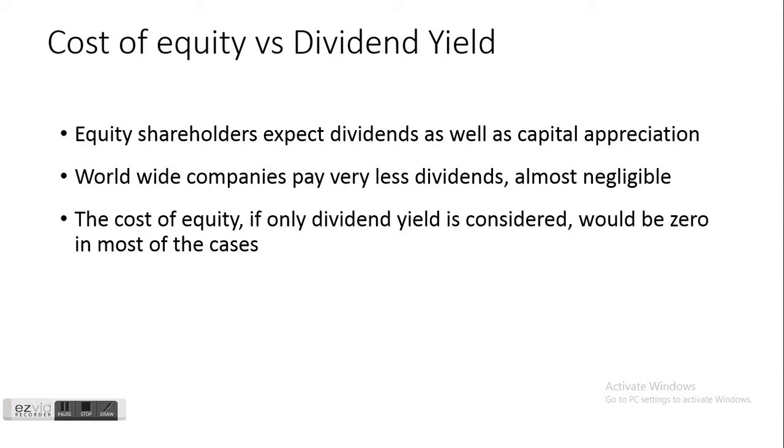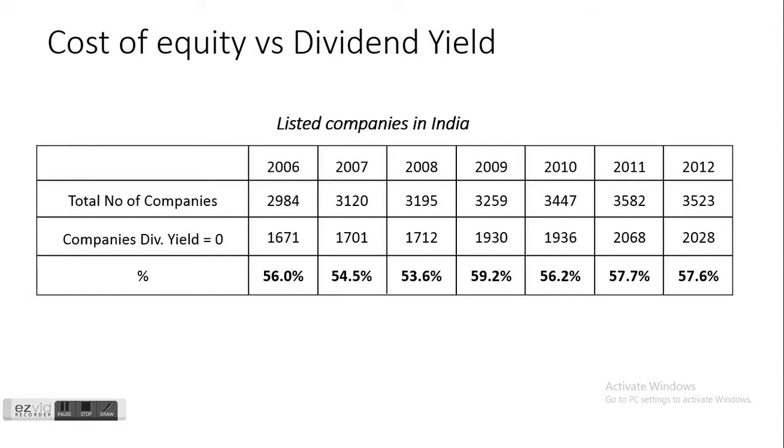This is a sure recipe for overinvestment by a company. You can see in the above table that more than half of the listed companies in India do not pay any dividend at all. Now, if we define the cost of equity in this way, the cost of equity will come out to be zero. This will give them a justification for investing in practically any project, and what will follow is a big blunder.